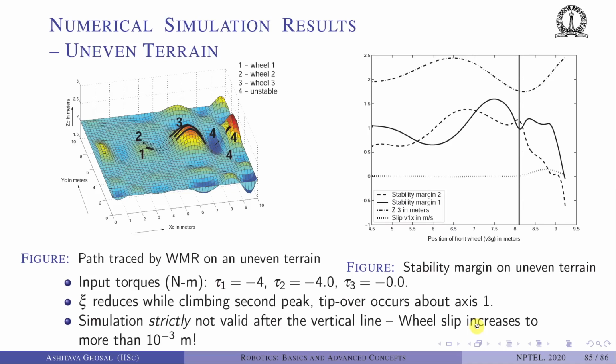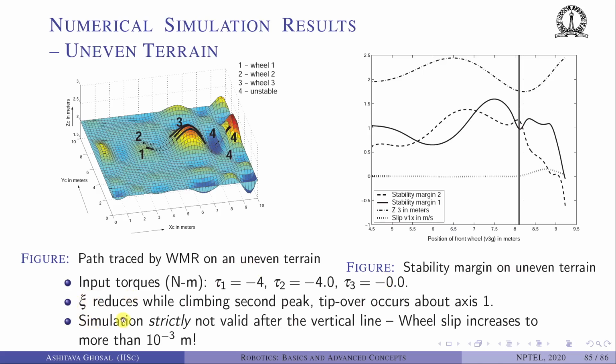Let's try another trajectory where the surface is slightly different. So again, we have 1 which is wheel 1, 2 which is wheel 2, 3 which is wheel 3, and at 4 there is unstable behavior that is happening, which is shown here. So let's go back a little bit. Again, we are applying some torque, tau 1 -4, tau 2 -4, and tau 3 is 0. There is no steering.